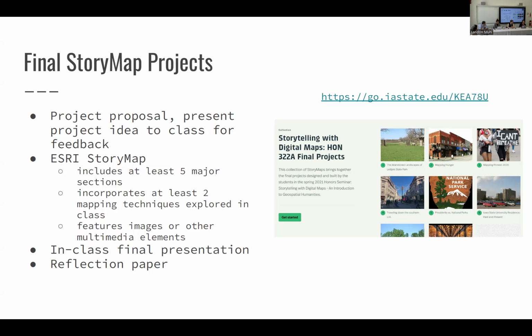And then the final story map itself, I asked them to include at least 5 major sections of their story map, incorporate at least 2 of the techniques that we explored during the lab sessions in class, and then also include any images or multimedia elements that would help enhance their story. If you're familiar with StoryMaps, it has a lot of cool visualization options. And then they would give a final presentation in class.